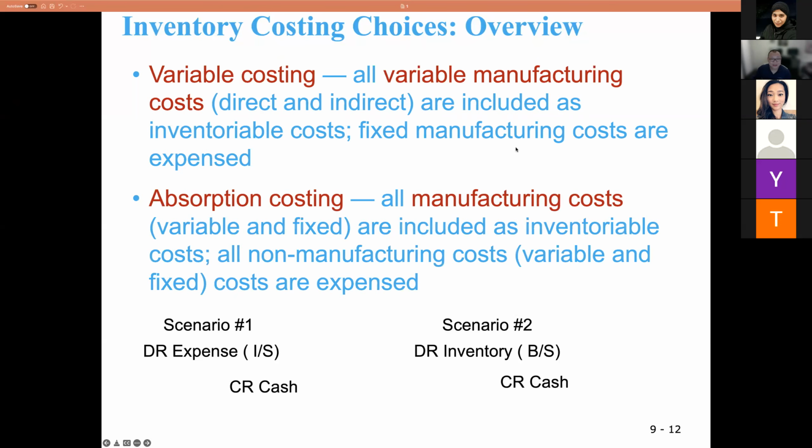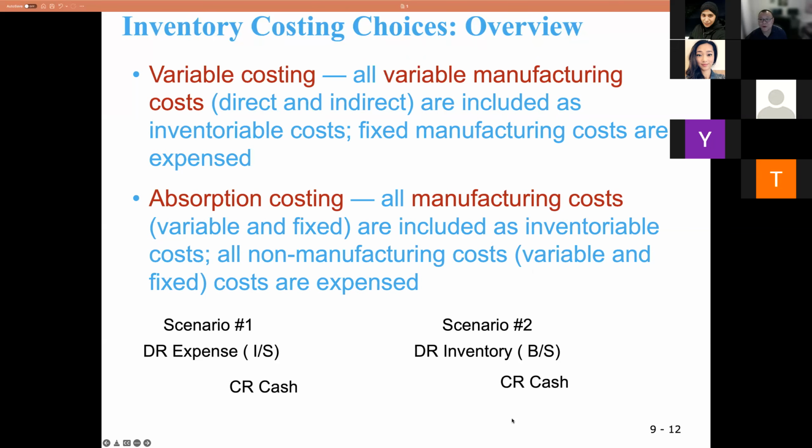The other one is called absorption costing. Under absorption costing, the fixed manufacturing overhead cost is considered as a product cost. It's considered as part of the manufacturing cost. It has to go to the inventory first. Are we clear with the difference? If you are clear, sum up. This is very important conceptually, right? You have to understand the difference between these two costing.